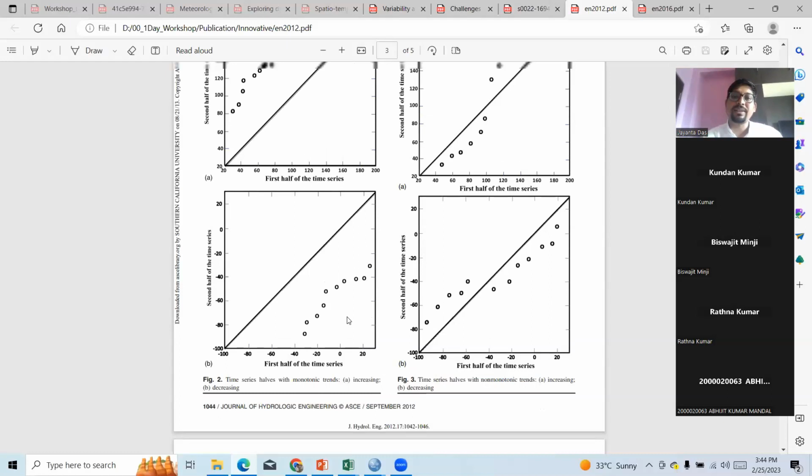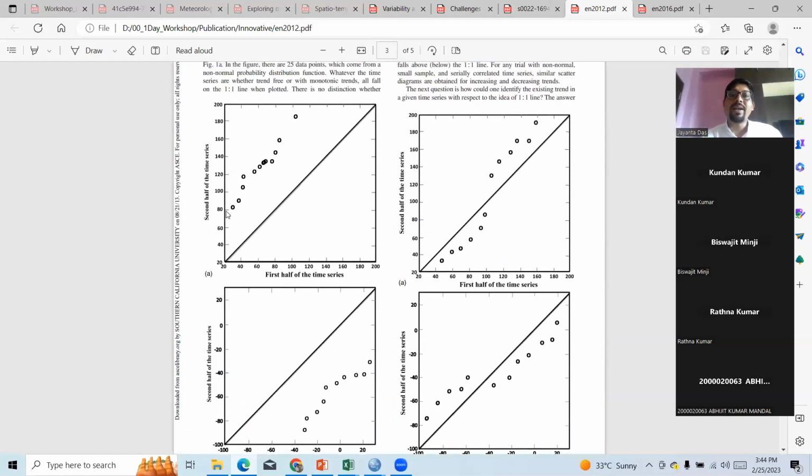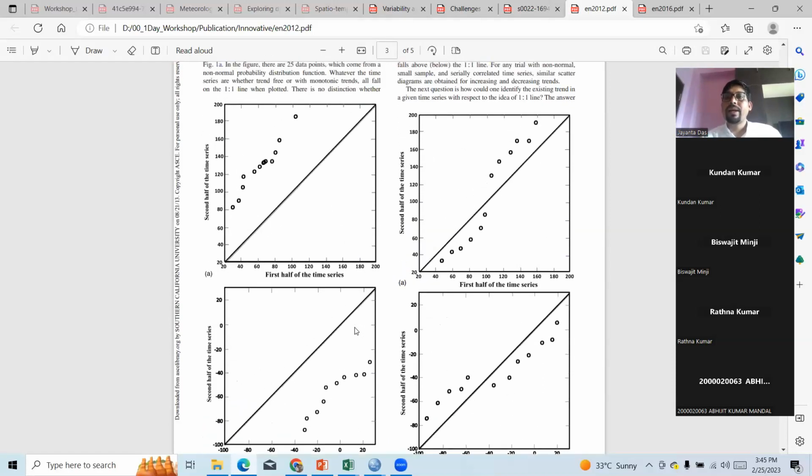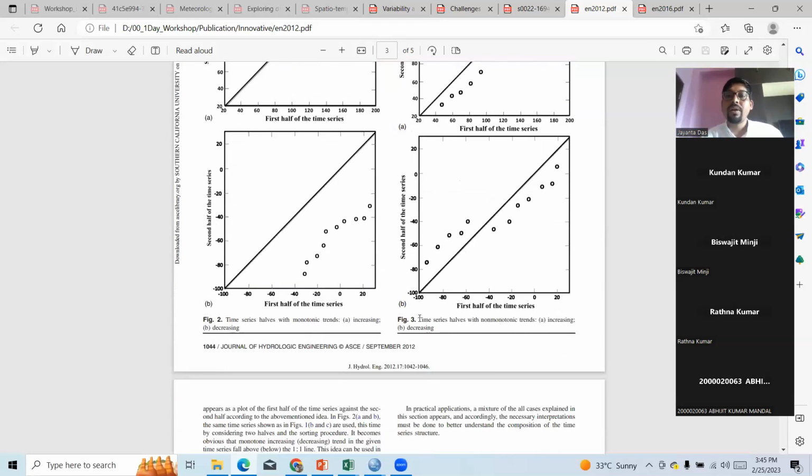If your data series has one tendency, if it is increasing, then it is monotonic. If it is not the same trend, then it is called a non-monotonic trend. In this time series, there are two types of trend: decreasing and increasing, increasing and decreasing. That's why it's called a time series with a non-monotonic trend.